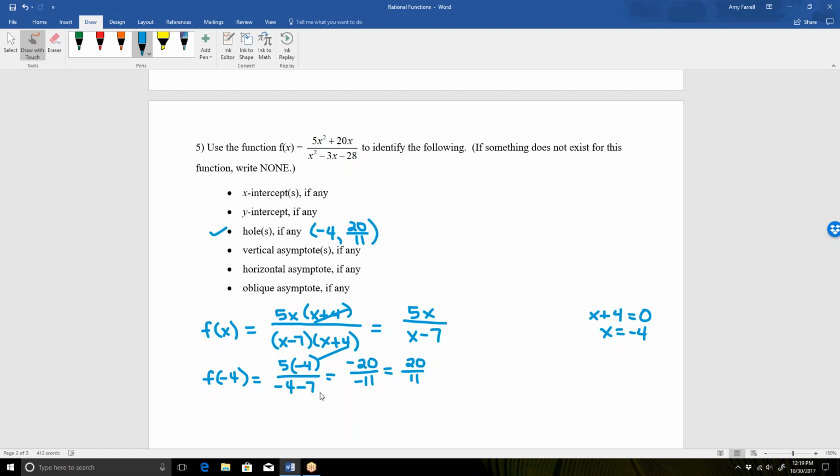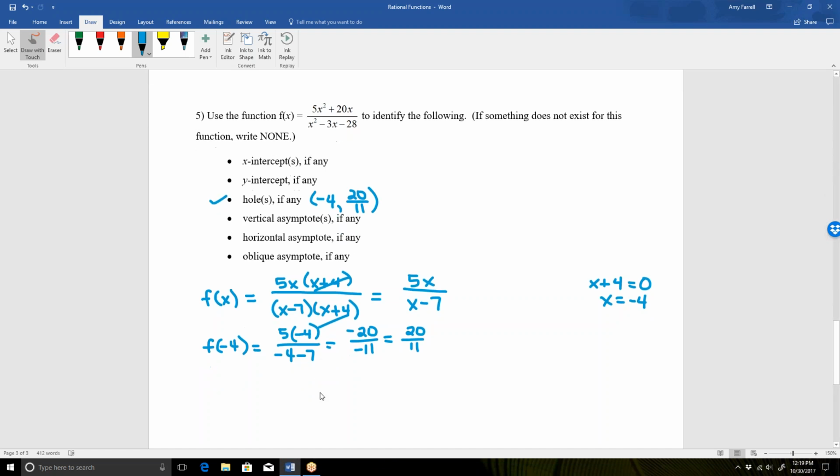That is done. To find the x-intercepts, we want to find the zeros of the numerator. Now we have to make sure that we cancel any common factors, so we're going to again use the reduced function in order to determine the x-intercepts. So I'm going to find the zeros of the numerator. There would only be one, and that would be 0. So we have one x-intercept, and that is the point (0, 0).